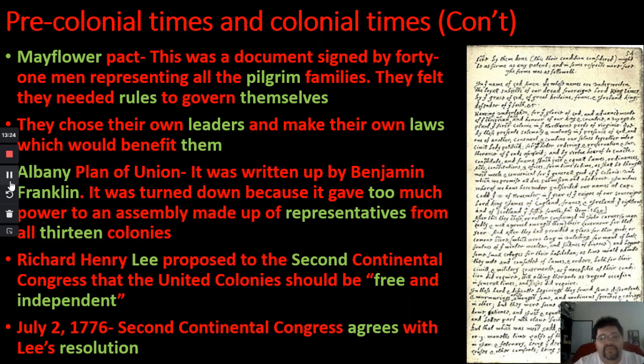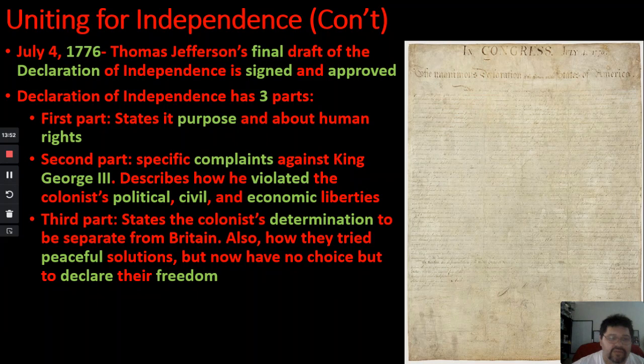Now, Richard Henry Lee proposed to the Second Continental Congress that the United Colonies should be free and independent. Okay. They said, yeah, that sounds good. So on July 2nd, 1776, the Second Continental Congress agrees to Lee's resolution, and by July 4th, 1776, Thomas Jefferson writes the Declaration of Independence. Okay. That's when his final draft was signed and approved. And again, there's the document right there.